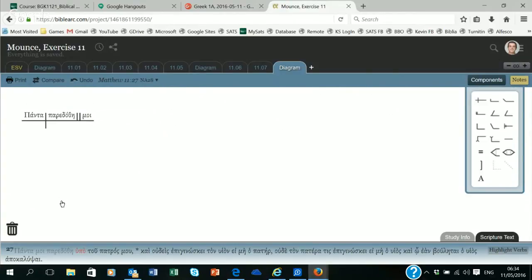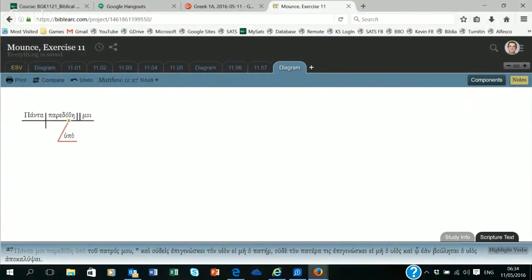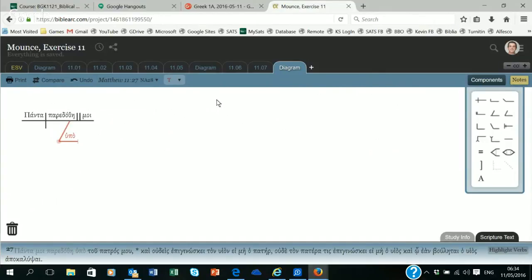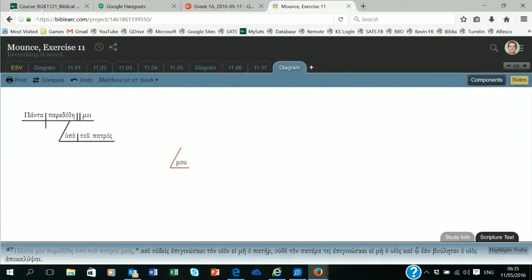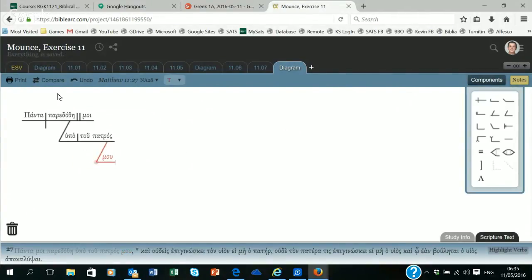And hypo introduces a prepositional phrase. Prepositional phrases modify the verb almost without exception. So I'll diagram it as subordinate to the verb. I put hypo on that, and now the object of the preposition is tu patros. So we put it this way, and mu is a genitive modifying patros. So we have all things, panta, paredothe, have been given, moi, to me, hypo, by, tu patros, the father. Which one? Mine, mu. So that's our first clause.